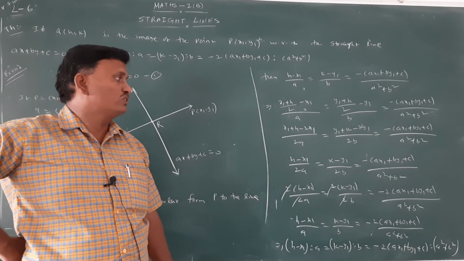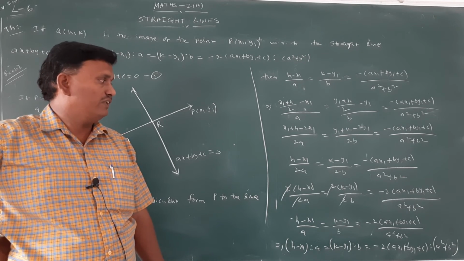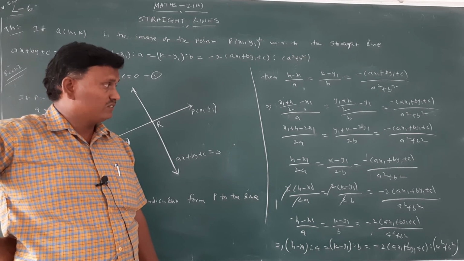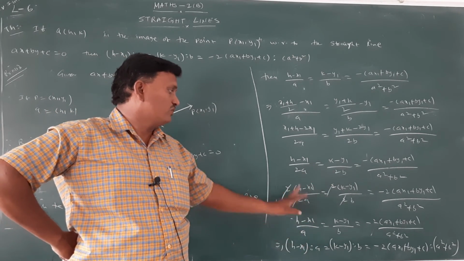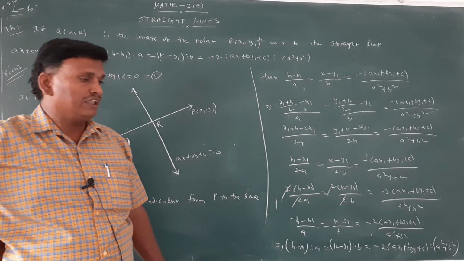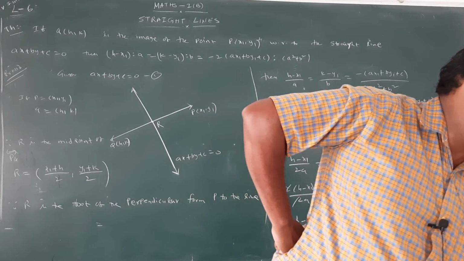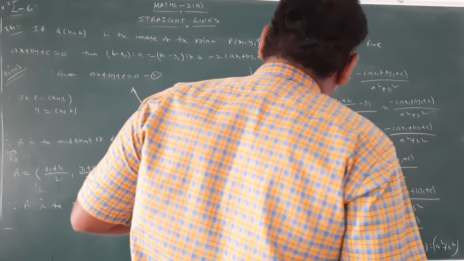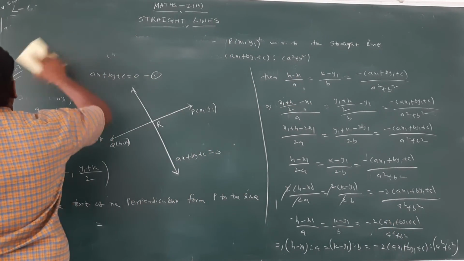Multiply 2 on both sides. 2(h - x1)/(2a) = 2(k - y1)/(2b) = -2(ax1 + by1 + c)/(a² + b²). The 2 is cancelled. It can be written as (h - x1)/a = (k - y1)/b = -2(ax1 + by1 + c)/(a² + b²). Now, one problem.